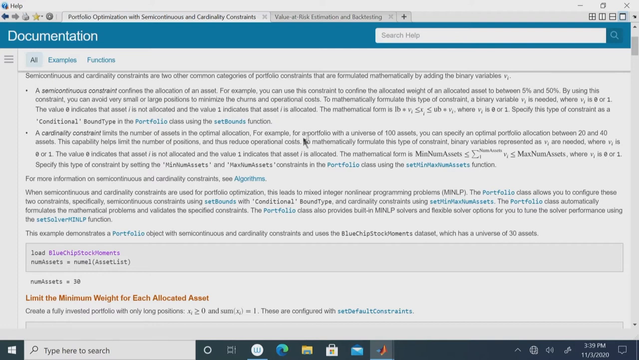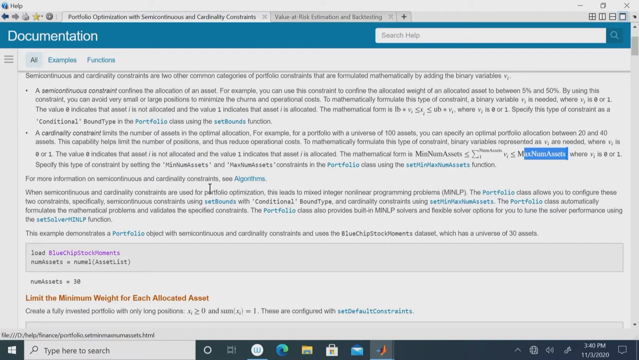So, for example, it is customary to have the number of assets where you have made the allocation lie somewhere between 20 and 40. Mathematically, this can be written as the summation of v_i, i equal to 1 to number of assets. As you have pointed out, v_i is either going to be 0 or 1. So that means the summation of v_i, i equal to 1 to number of assets, will be less than or equal to the maximum number of assets, and greater than or equal to the minimum number of assets, which I will denote by max_num_assets and min_num_assets. So, let us now start our discussion on this.